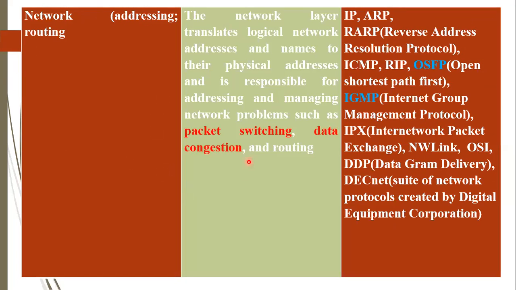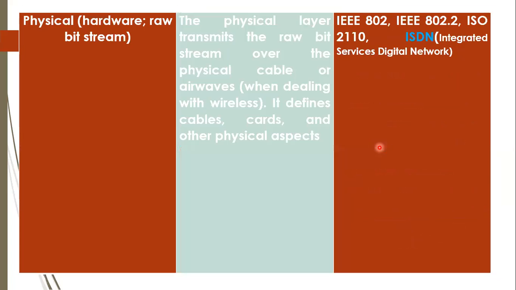In the network layer, it deals with packet switching, data congestion, and routing. These are the major jobs of the network layer. It deals with the ARP protocol, IP protocol, RARP protocol, OSPF protocol, ICMP protocol, RIP protocol, IGMP protocol, DTP protocol, and DECnet protocol. These are all the protocols exploited at the network layer.